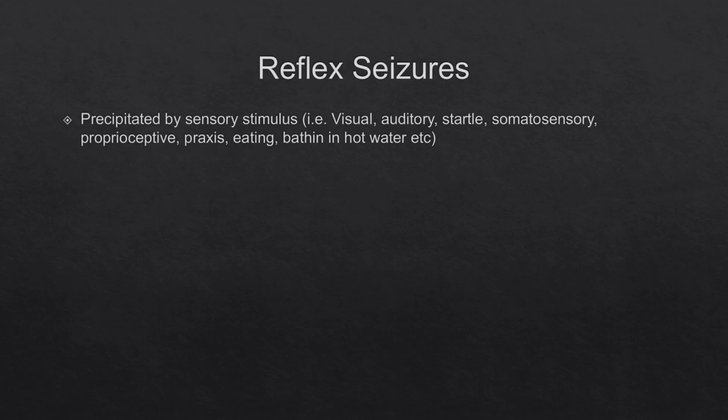What is reflex seizure? Reflex seizures are precipitated by various sensory stimulus. For example, visual stimulus, auditory stimulus, tactile, somatosensory stimulus, proprioceptive, praxis, eating, bathing in hot water, anything. Any sensory stimulus that is precipitating seizure in the child, we can call it reflex seizure.